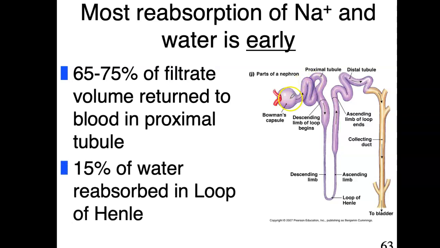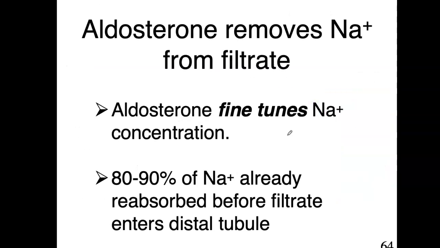15% of water is reabsorbed in the loop of Henle. So, 75% very early on. The next 15 are in the loop, and that leaves just that last 10 to 15%. And that's what aldosterone needs to remove, that sodium from the filtrate. So we're saying here in this slide that it fine-tunes sodium concentration because 80 to 90% of it already was reabsorbed.